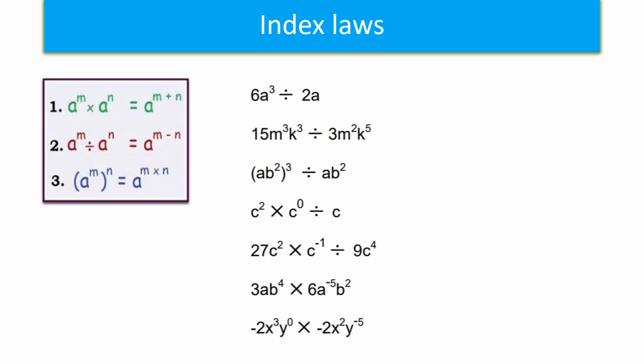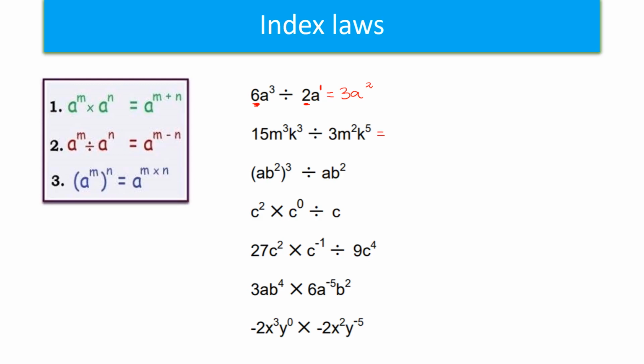Now here we have some definitely more challenging and more complex examples, and you will probably have to do them in more than one step. I've got some numbers involved here as well, so I can deal with the numbers first. 6 divided by 2 is 3, and then I've got the term a. Now a to the power of 3 divided by a. When it's a single a, you can imagine that it's the power of 1. So 3 take away 1 is 2, and I take away the powers because we've got division.